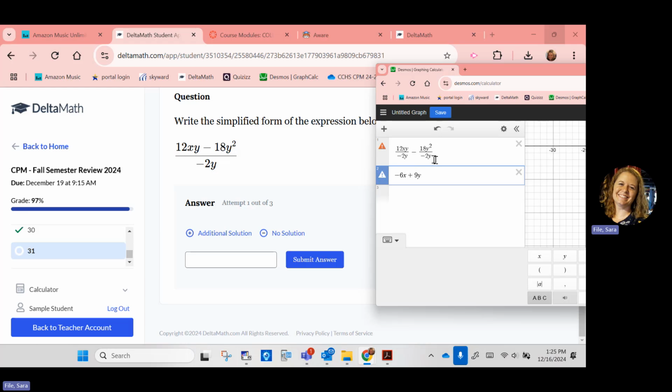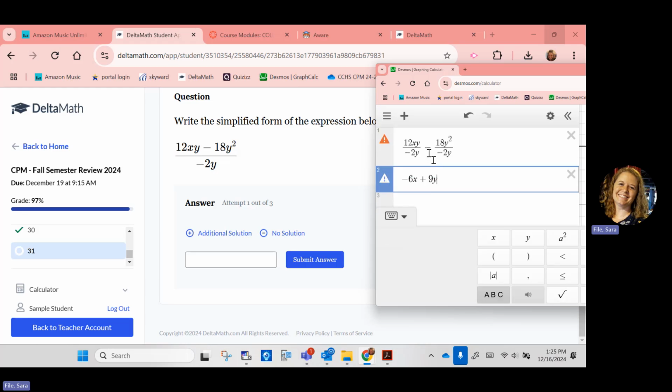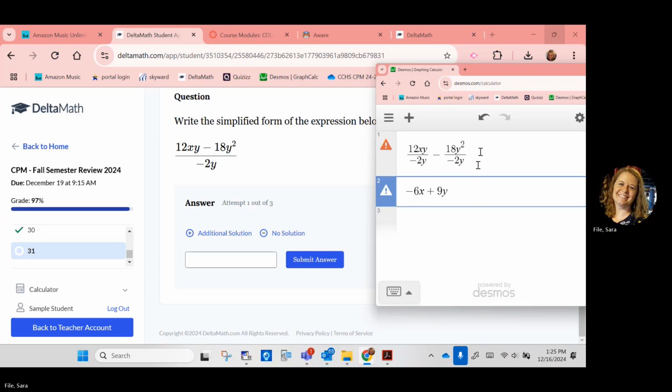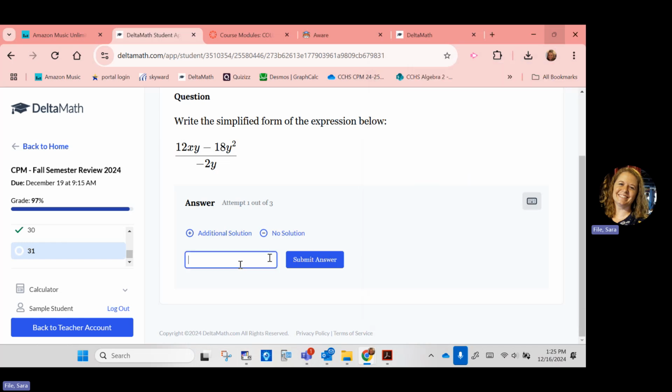Remember, when you're dividing polynomials here, you subtract the power. And that y has no power, it's an understood 1. So 2 minus 1 is just a power of 1. So that's all it would come out to, is negative 6x plus 9y.